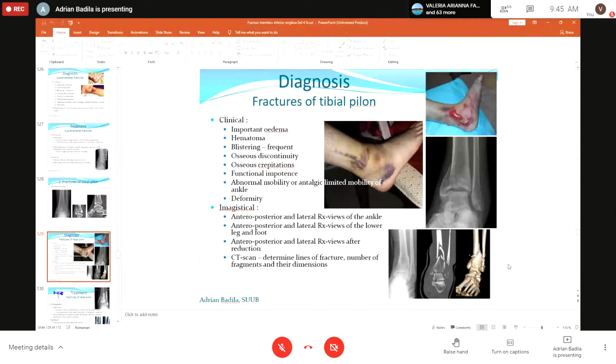Here we have the same case. This is the anteroposterior X-ray view. You can see a comminuted fracture of the tibial pylon and a fracture of the peroneal malleolus. This is a CT scan, a frontal slice. You can see that the fracture is more complex on the CT scan. And this is a 3-dimensional reconstruction made also by a CT scan.